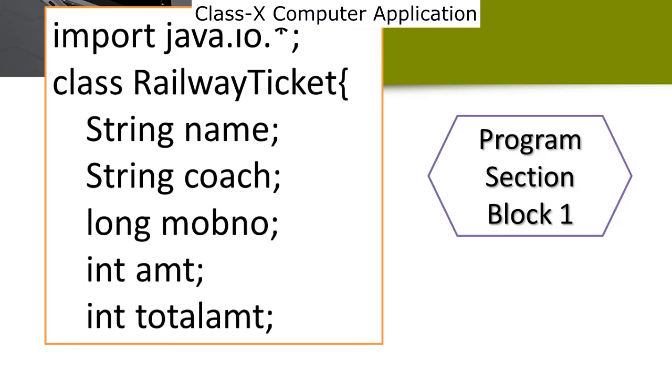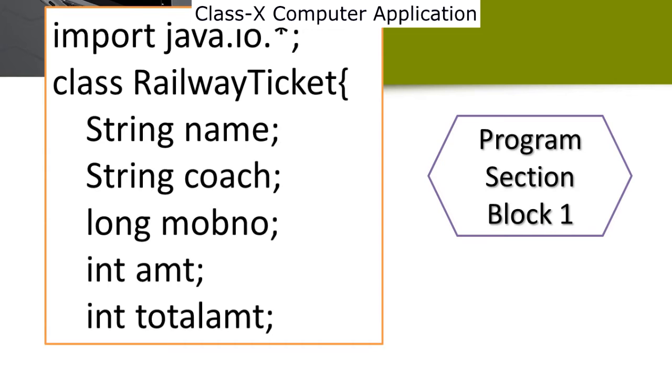So the class name is RailwayTicket, and in this first block the following are to be added: String name, String coach, long mobile number, int amount, int totalAmount. Here you should know the difference between String, long and int. Why are we using String name? Name consists of alphabets. Coach also consists of alphabets, that is first AC, second AC, third AC and so on. Long mobile number: a mobile number is numeric and has 10 digits, so we are using the data type long.